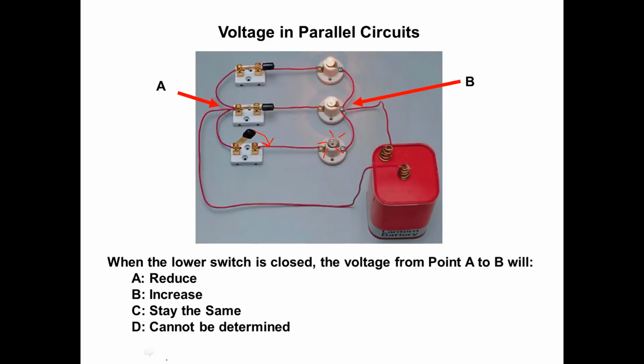The correct answer is stay the same. From point A to point B, there's still a direct connection along a wire to the battery. There is no voltage drop along a wire because they have effectively no resistance.